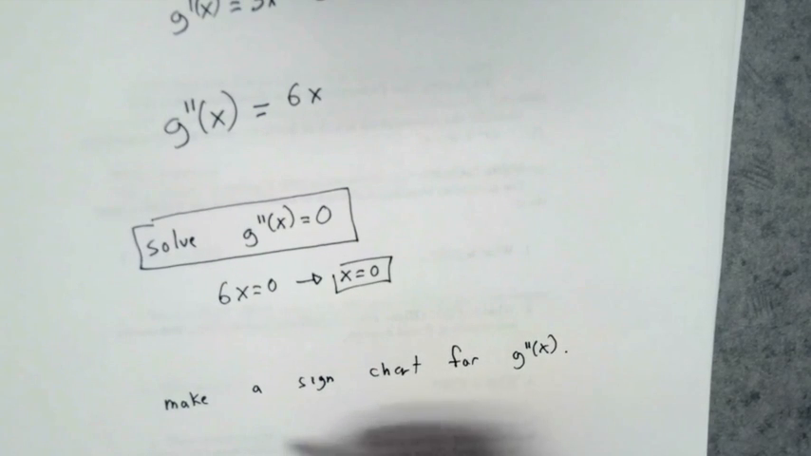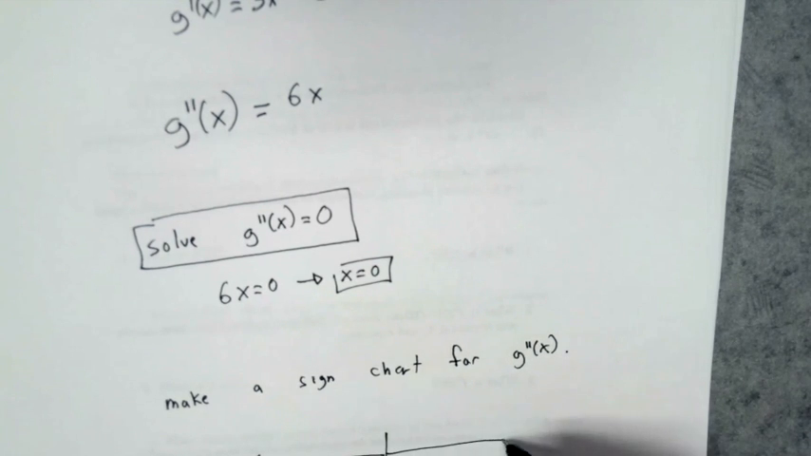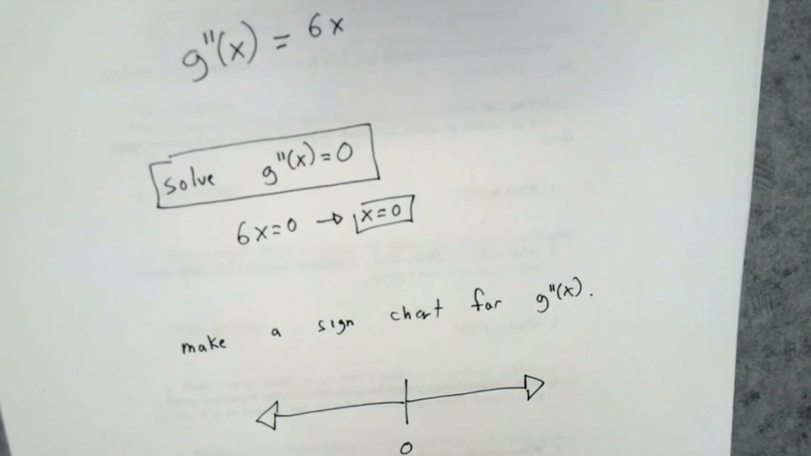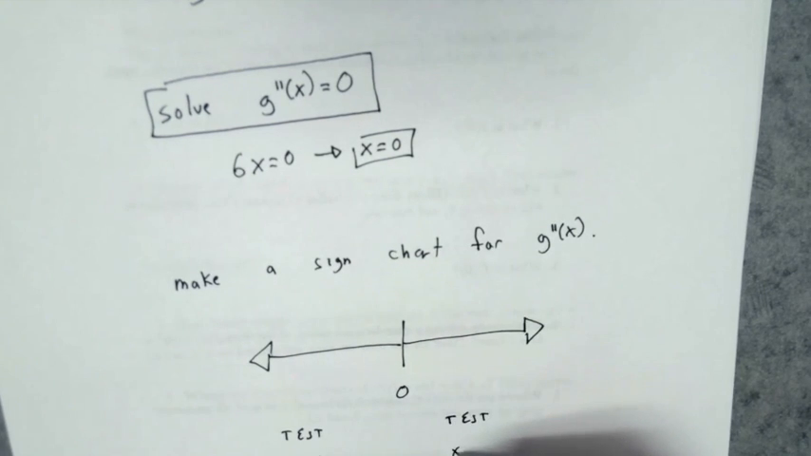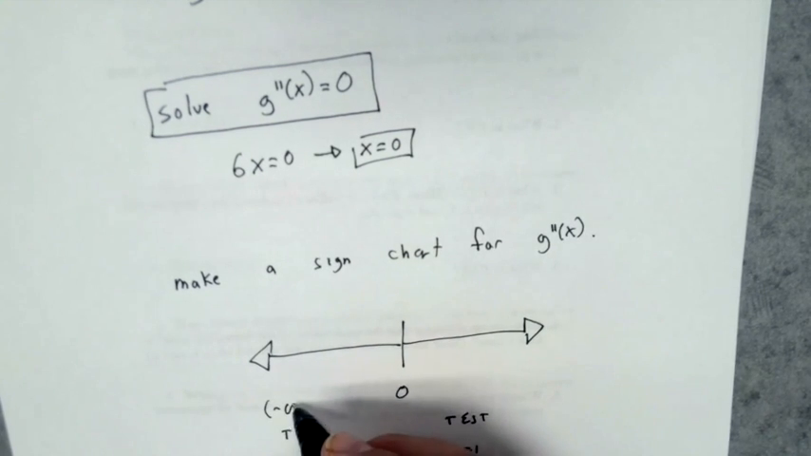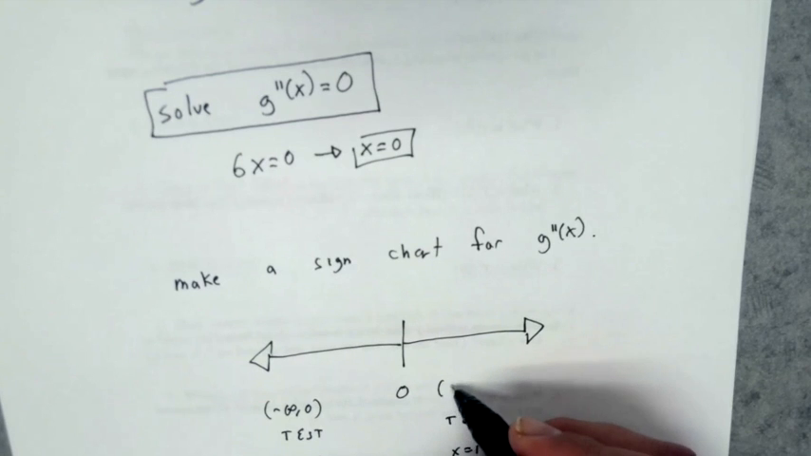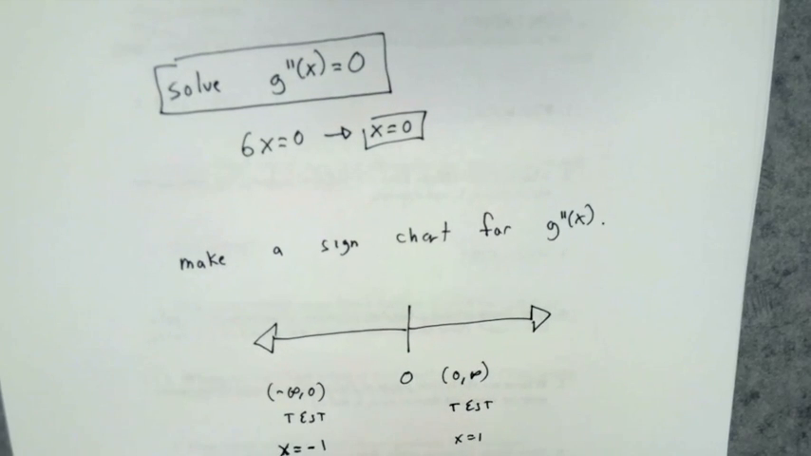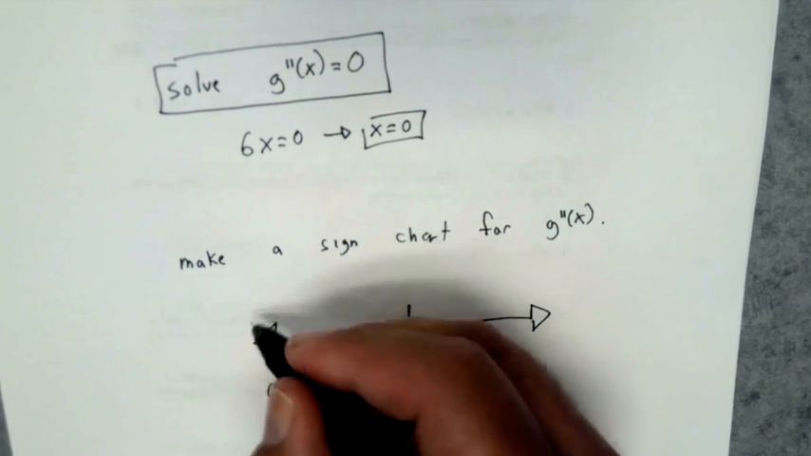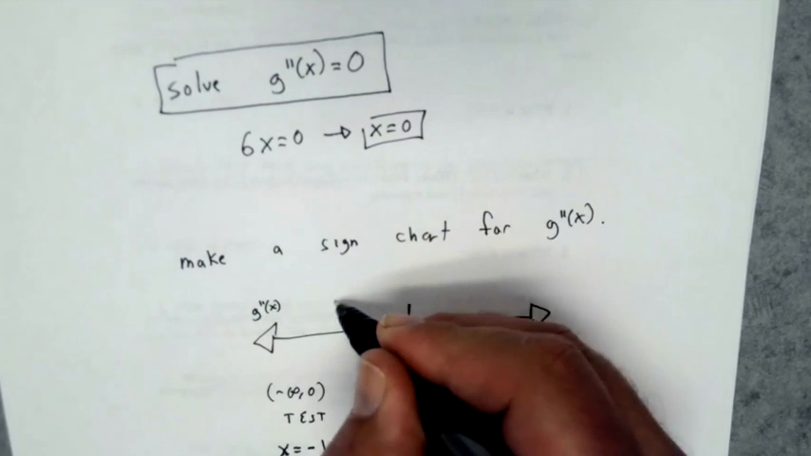And then making our sign chart, we'll have a value at 0. And we will test x. We can test x equals -1 and test x equals 1. For this is -infinity to 0 that we're representing, and this is 0 to infinity that we're representing. So if I test x equals -1, g double prime of -1 is equal to 6 times -1, which is negative. So g double prime of x is negative.